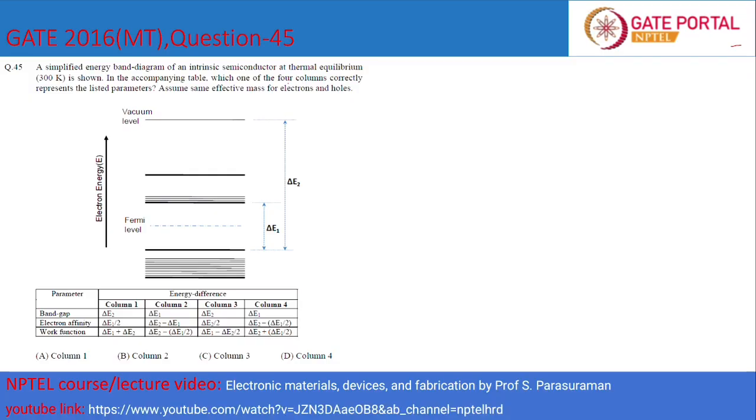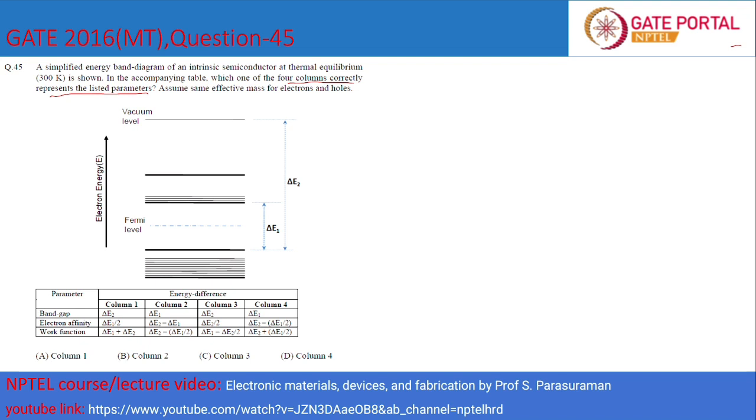In this video, I will discuss this question from GATE 2016, question number 45. A simplified energy band diagram of an intrinsic semiconductor at thermal equilibrium, 300 Kelvin, is shown. Which one of the four columns correctly represents the listed parameters?